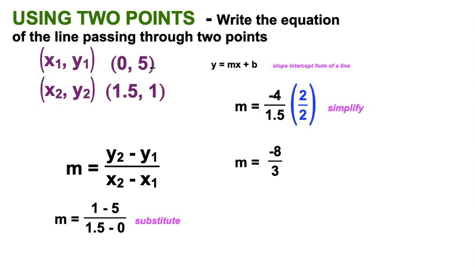Where does it pass through the y-axis? Everybody, at what point? 5. Correct. 0, 5. So it crosses there, which means that b is 5. m is -8/3. So the entire equation becomes y equals -8/3 x plus 5, and the intercept is 5.